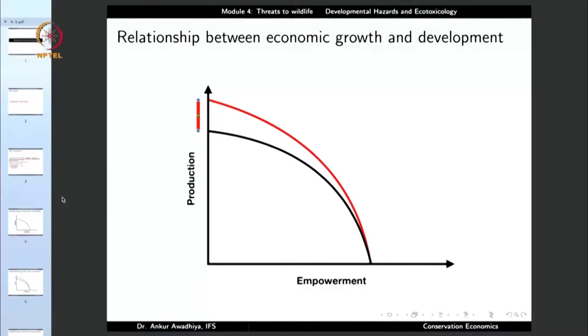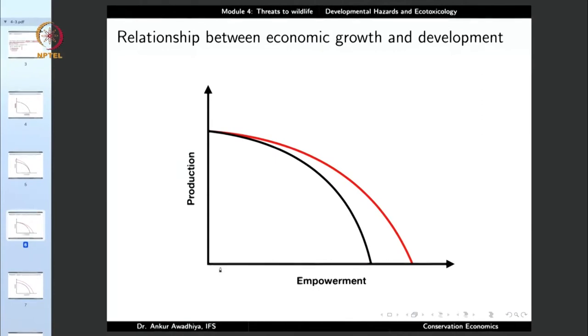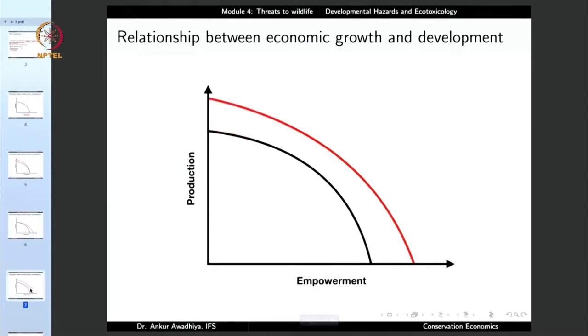Another example is this one, where the amount of production remains the same, but the society is only focusing on empowerment. So in this case, everybody has become more capable of having the control over their lives. The empowerment has increased without the economic growth. But in a number of cases, what we are aiming at is an increase in production as well as an increase in empowerment. So there is an economic growth, but there is also an economic development.